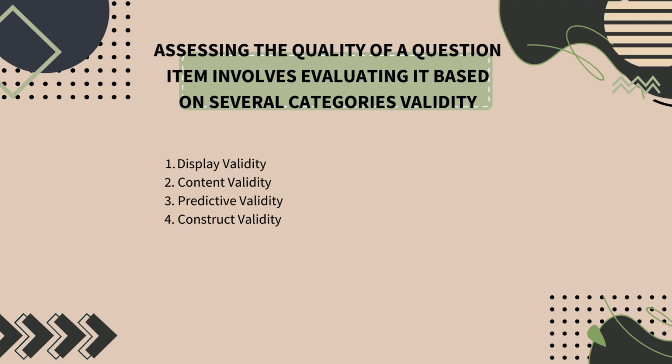And the last is construct validity. It is an essential aspect of assessing the quality of a question item. It refers to the extent to which a test accurately measures the intended construct or concept, which is not directly observable or measurable. Construct validity is typically evaluated using two metrics: convergent and discriminant validity.